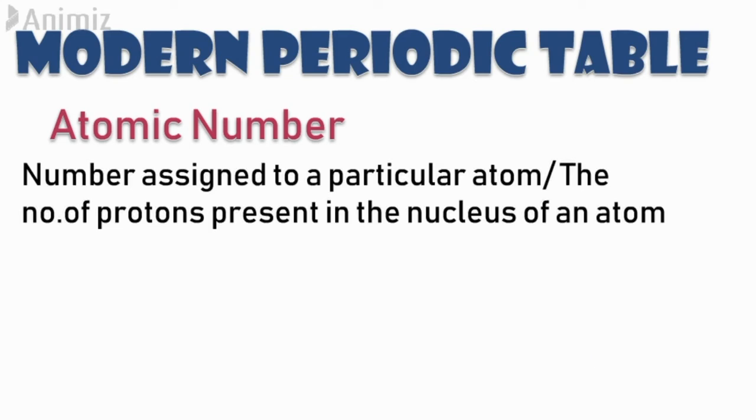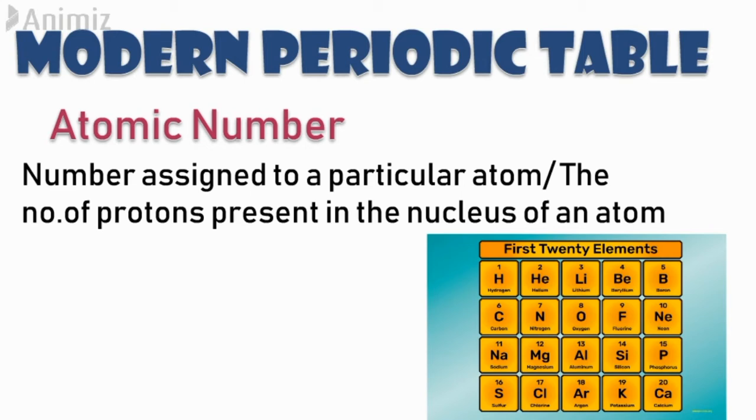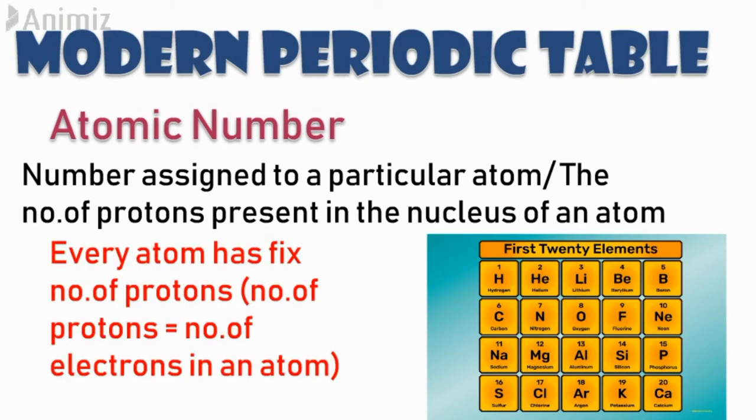It is assigned to a particular atom, or we say the atomic number is the number of protons present in the nucleus of an atom. So, the atomic number of an element is a unique characteristic of that element. Now let's see an example.